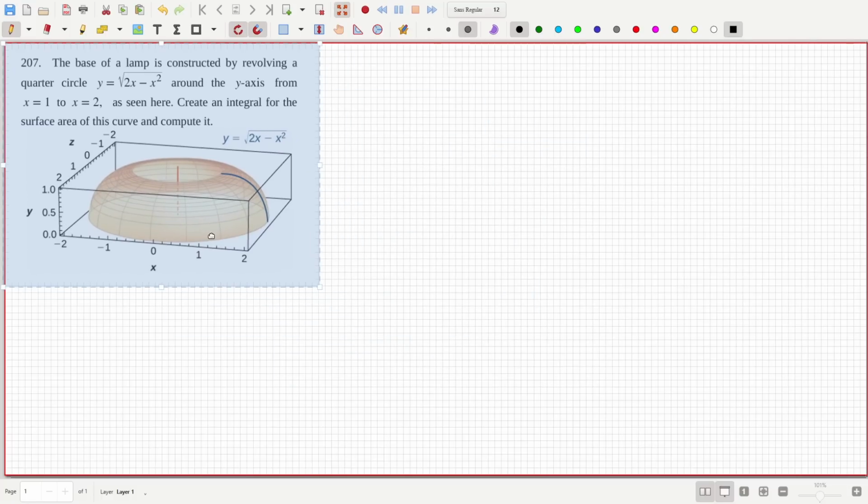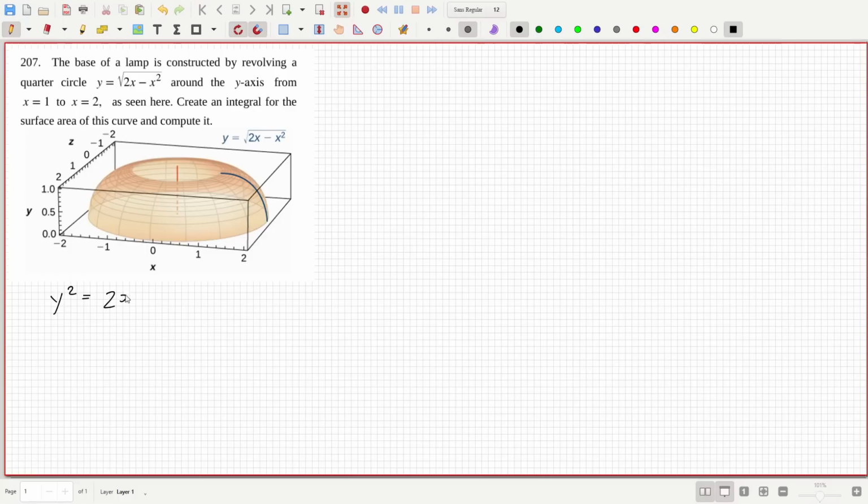All right. The base of a lamp is constructed by revolving a quarter circle around the y-axis from 1 to 2 as seen. Create an integral of the surface area of this curve and compute it. So, rearranging this, y squared equals 2x minus x squared.